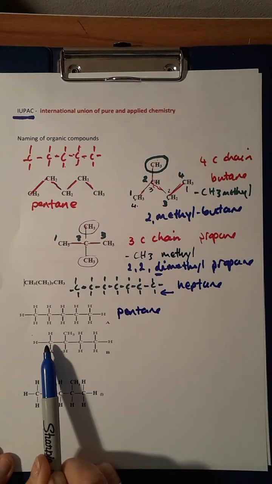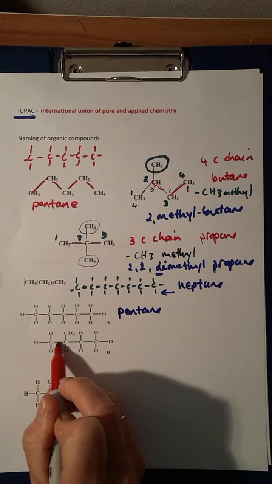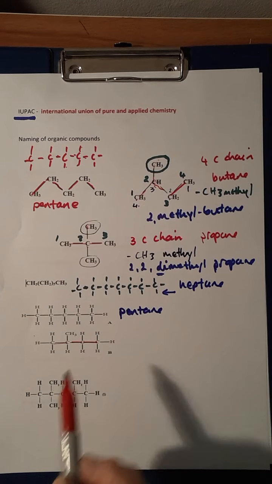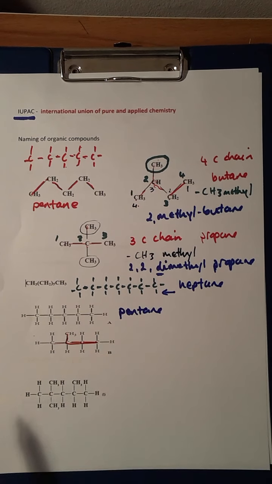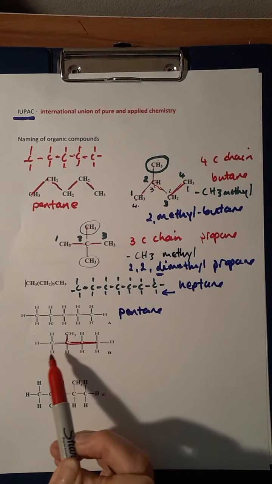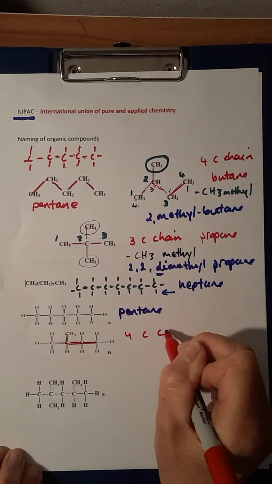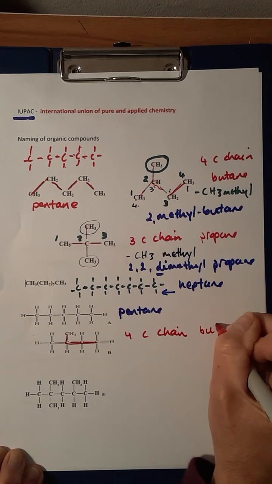Okay, let's look at this one. 1, 2, 3, 4. So let's find the longest chain. I can go 1, 2, 3, 4. That's a 4-carbon chain here. Or I could maybe start at this carbon up here and go 1, 2, 3, 4. So it doesn't matter which way I go, left to right, or including this one, it's a 4-carbon chain. So I'll decide on that first of all. And if it's a 4-carbon chain, that means it's butane.